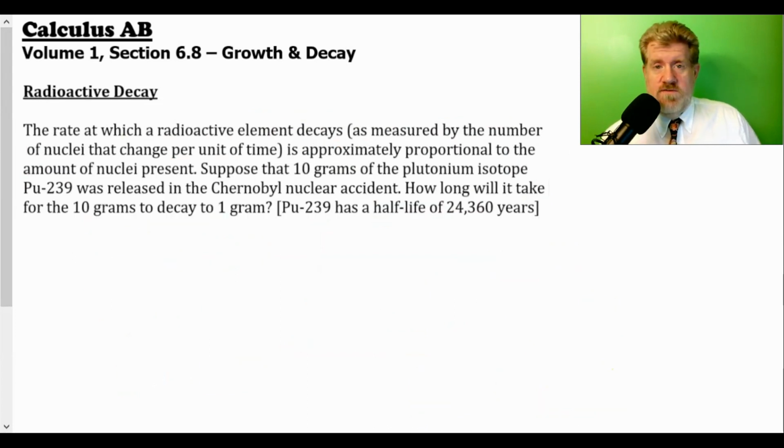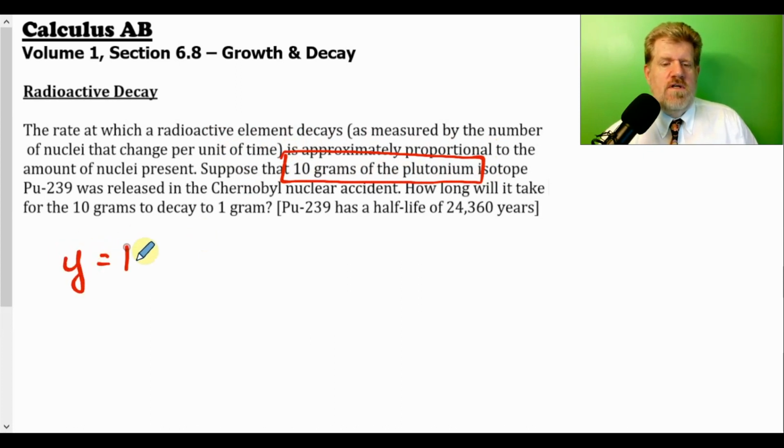Now radioactive decay, now you're losing the stuff. The other ones we're gaining, now we're losing. So that k value should be negative, it means they're going down. So it's a long, long problem, but basically what we've got is we have 10 grams of plutonium. So our starting value is 10.